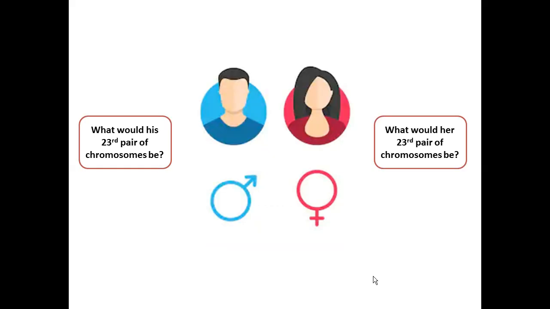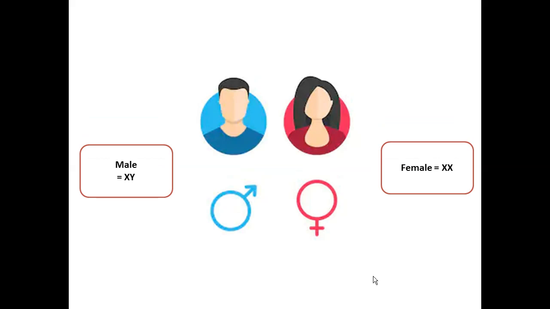So let's start by refreshing what we said last lesson when we were talking about biological gender. We said that we have two different kinds of biological gender, the female one and the male one, and that the gender is set by a specific pair of our chromosomes, the 23rd. If your biological gender is male, you will have XY on your 23rd pair of chromosomes. If your biological gender is female, you will have XX.